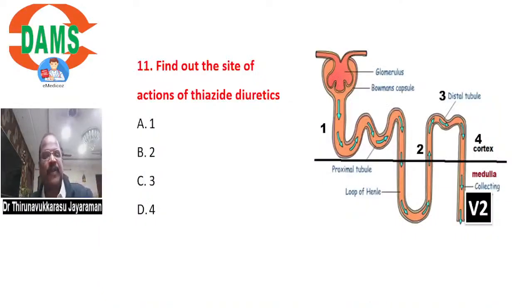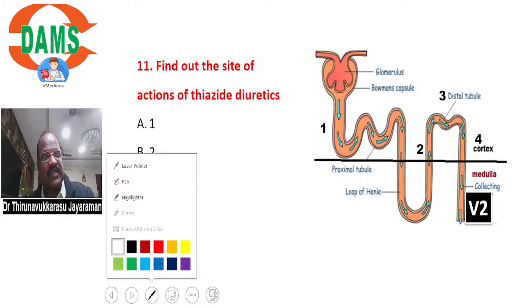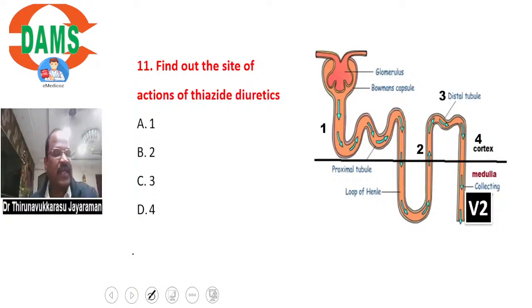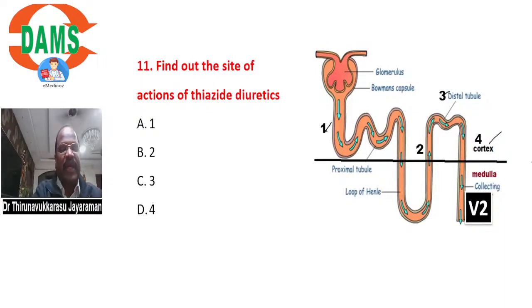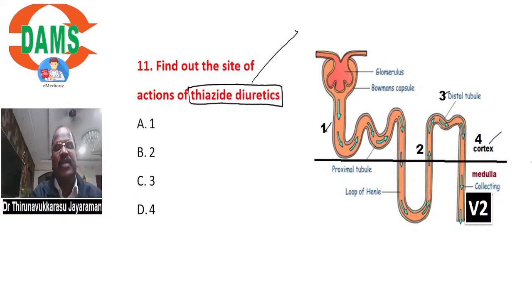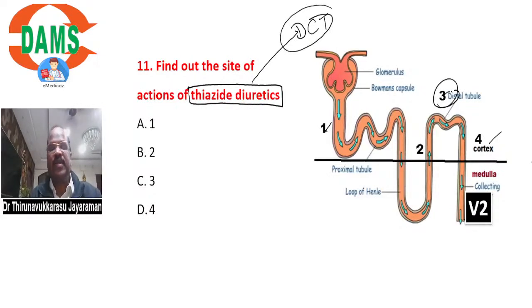Okay. Next. Find out the site of action of thiazide. Come on. I have given a nephron picture with numbers 1, 2, 3, 4 like this. In this picture, what is the site of action of thiazide? Thiazide is a group of diuretics acting on the distal convoluted tubule. That means the site is number 3, that is C.